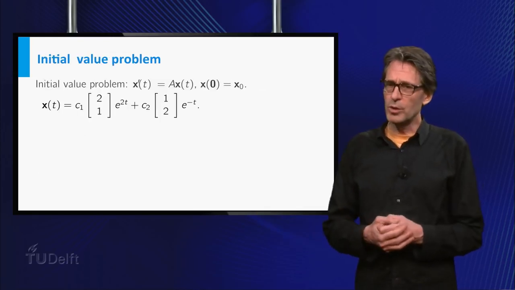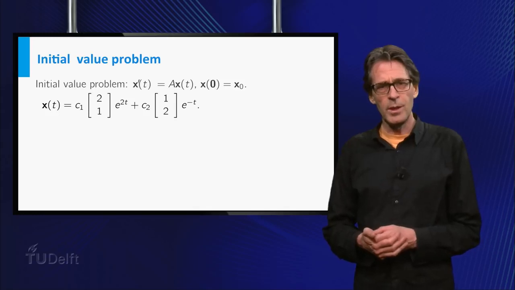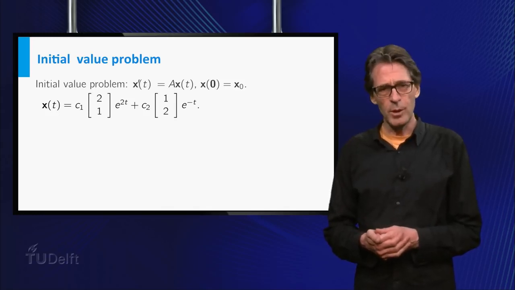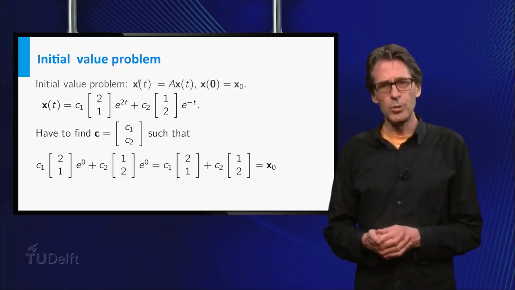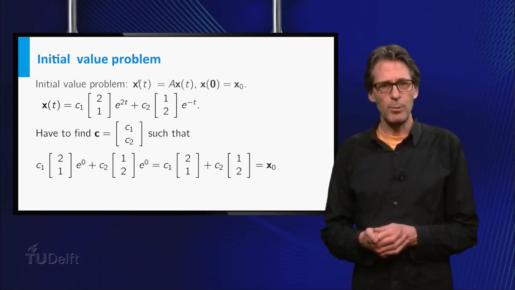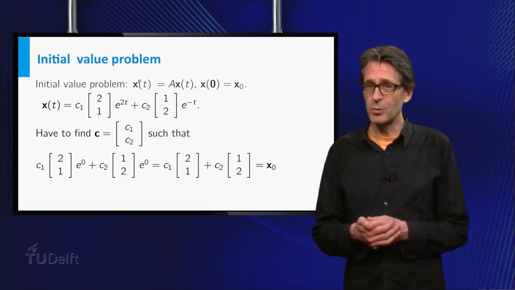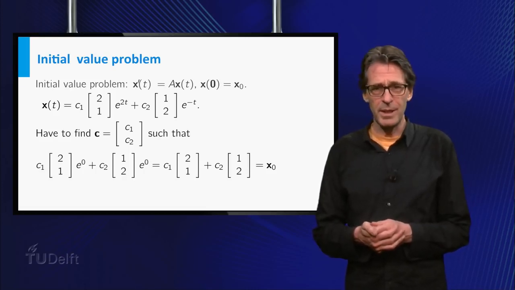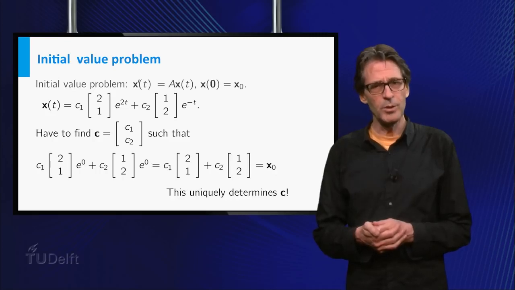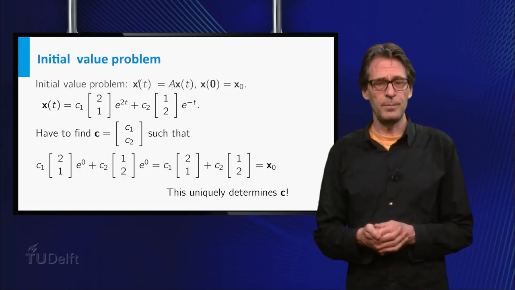If you want a solution starting from a given position x0 at t equals 0, you have to solve c1 v1 plus c2 v2 equals x0. Note that the exponentials simplify to e to the 0 equals 1. Since the vectors v1 and v2 are independent, this uniquely determines c1 and c2 for any initial position x0.